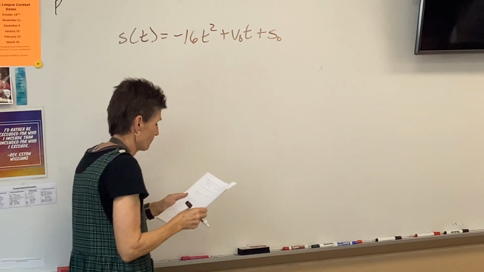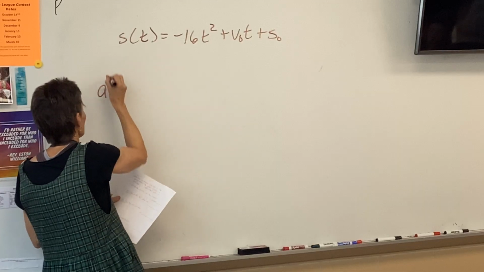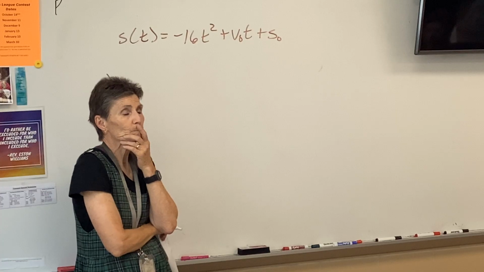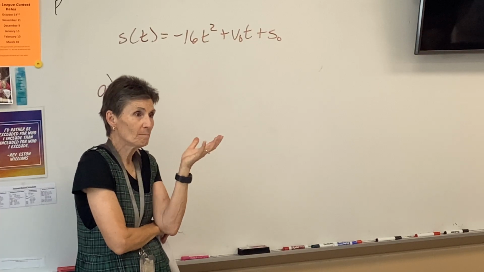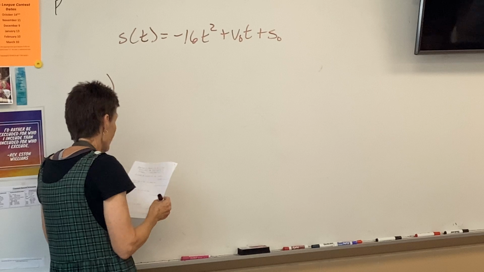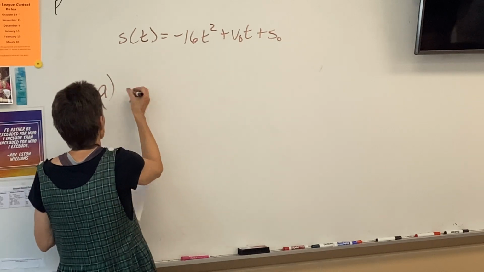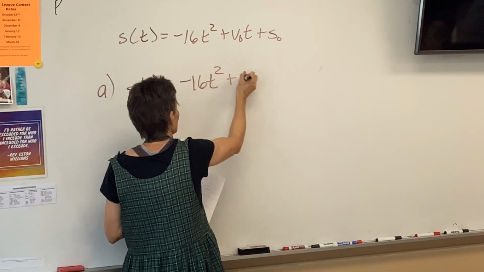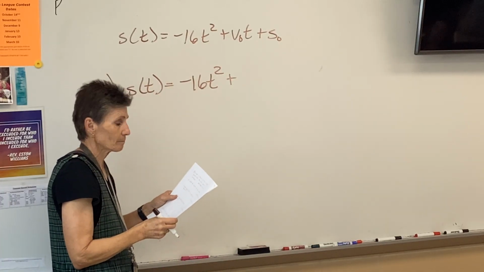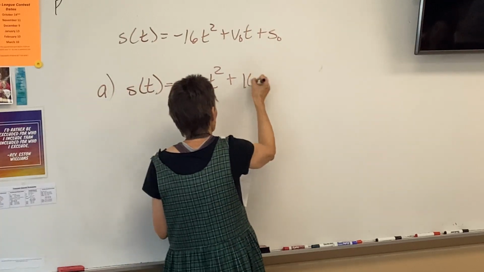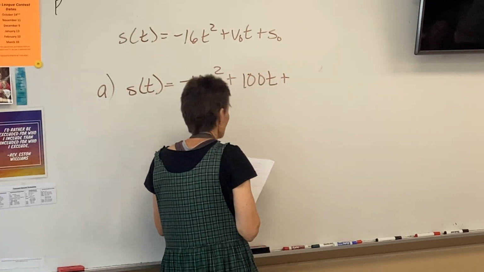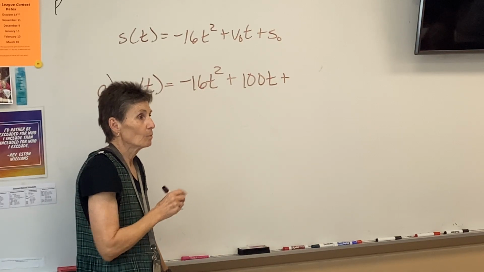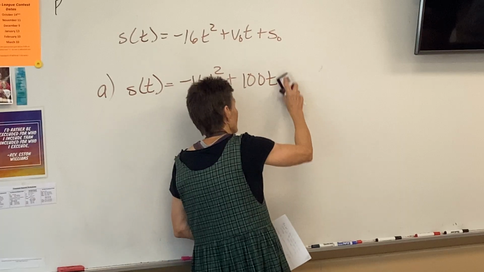Alright, so here's our general formula. Now we're gonna write the equation. So read the problem, and then we're gonna plug in the numbers. So S of t is gonna equal -16t squared plus 100t, plus 0. Why is that number 0? On the ground, we're starting on the ground.